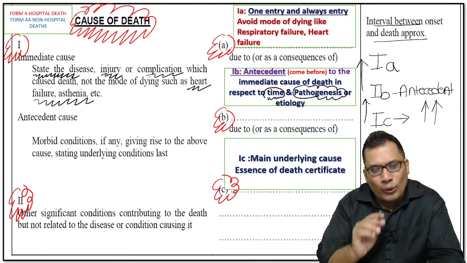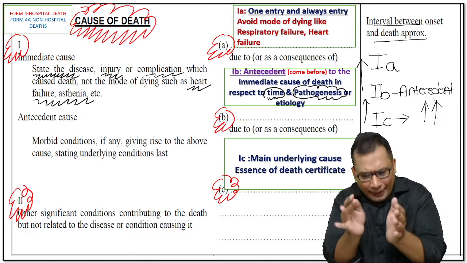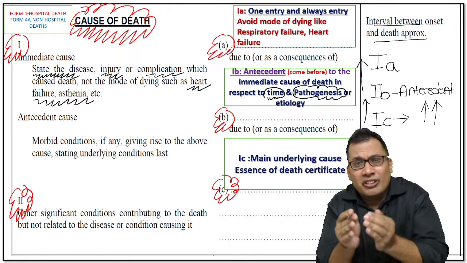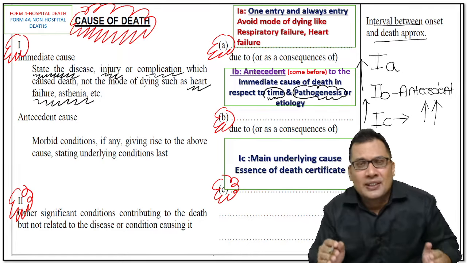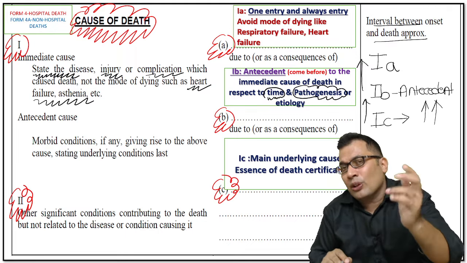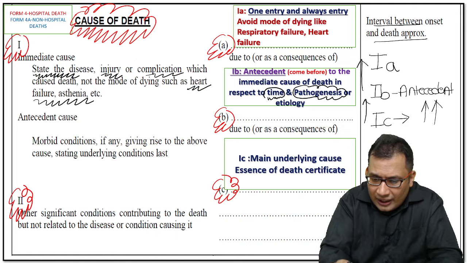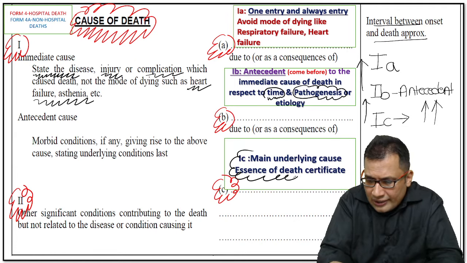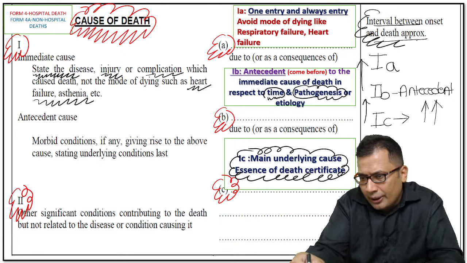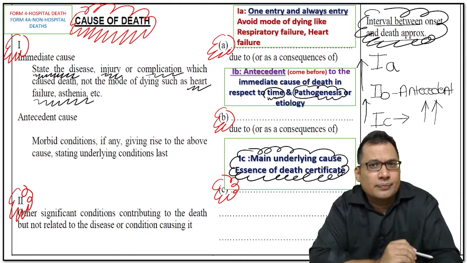Then 1C is the main underlying cause. In exam, they can ask you the question which is known as the essence of death certificate or heart of the death certificate. Your answer should be 1C. That is the main underlying cause, also known as essence of death certificate. And also you need to mention the interval between the onset and the death.